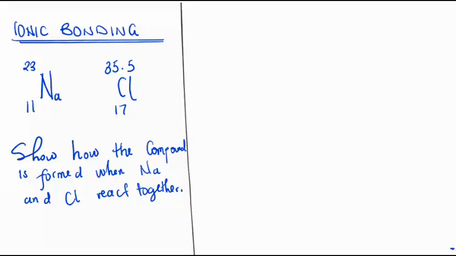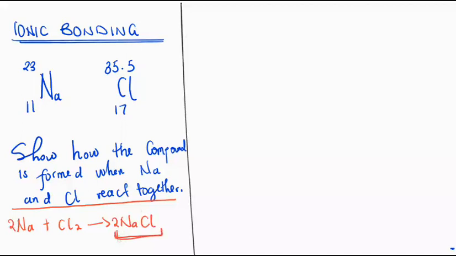Okay, so I have a question here on ionic bonding. You've been given two elements, sodium and chlorine. The question says show how the compound is formed when sodium and chlorine react together. When sodium reacts with chlorine, we get sodium chloride, a compound. You need to show how it is formed.